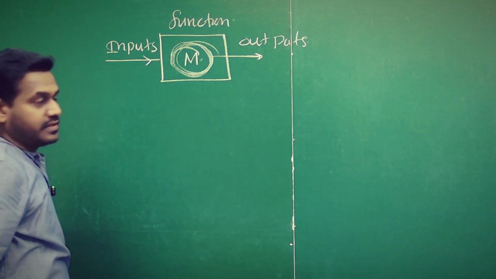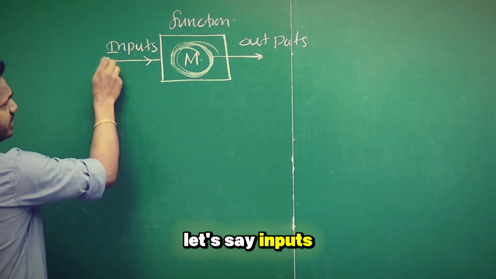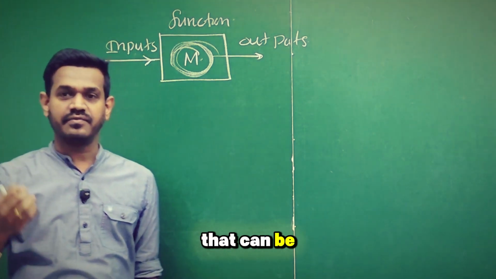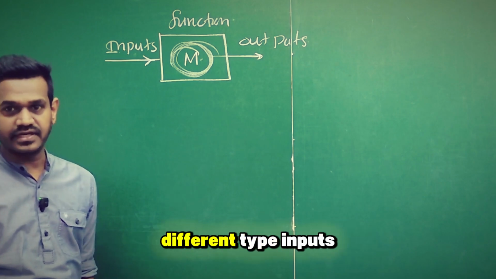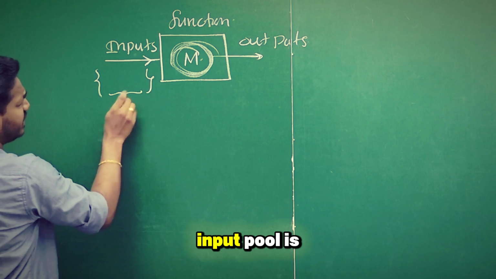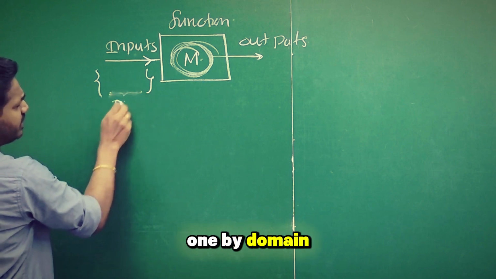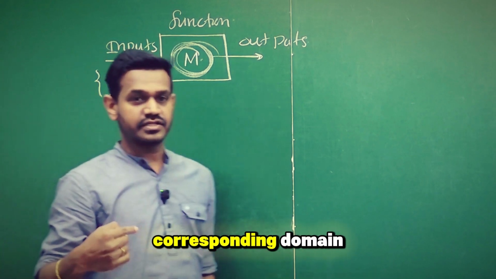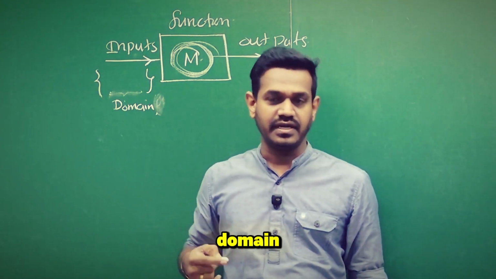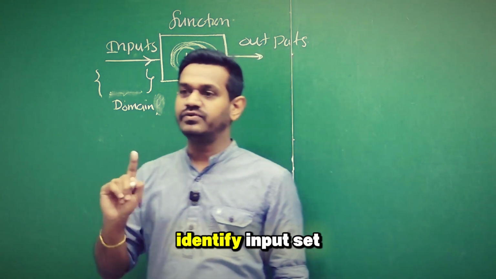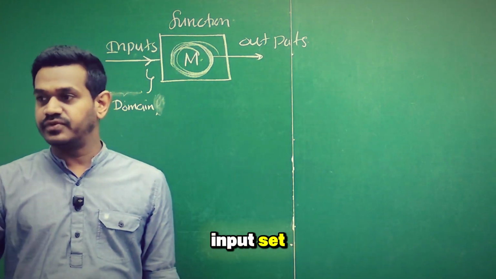Consider we have some inputs. In mathematics, we put some numbers here. Sometimes they can be real numbers, imaginary numbers, or complex numbers. Likewise, there are different types of inputs. So here we have an input pool, and we call it a set. Especially we define this by the domain. Each function has its corresponding domain. Later we will discuss what the domain is, how to identify it, what the implied domain is and so on. Anyway, the input set we call the domain.